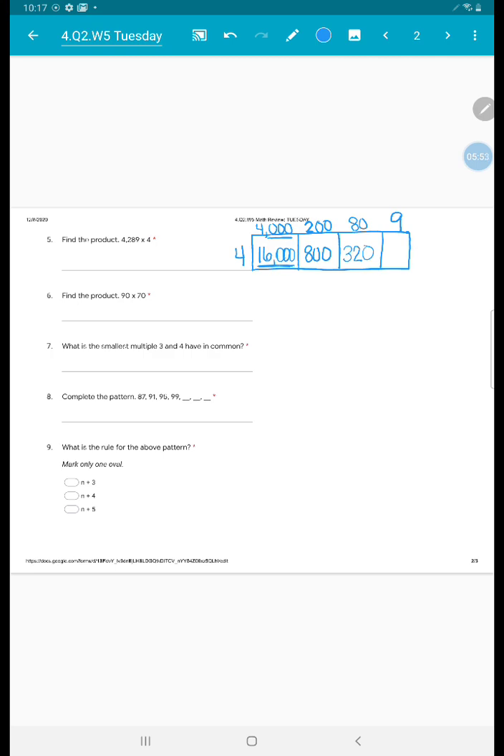Now for the last one, how am I going to find that section, Jaden? You have to do 4 times 4, and that's 16. Not 4 times 4, 4 times 9. I know it's kind of hard to see up there. Oh. 4 times 9 is 36.